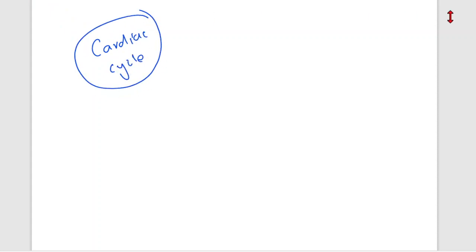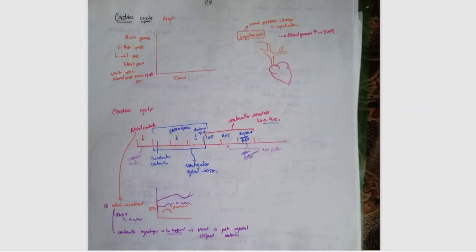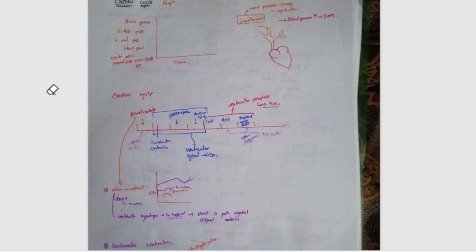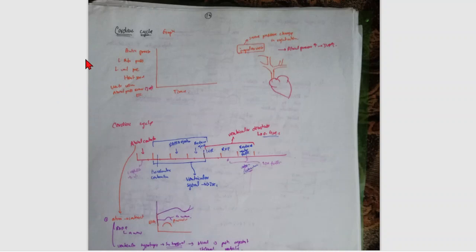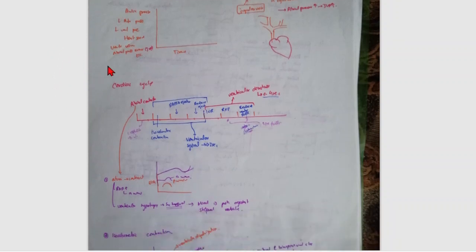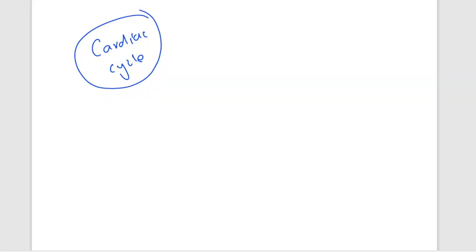We will explain the cardiac cycle. Cardiac cycle is so easy, and you will understand everything so easily. So here is the cardiac cycle. The first thing you have to understand is what the cardiac cycle is. For example, this is your heart.